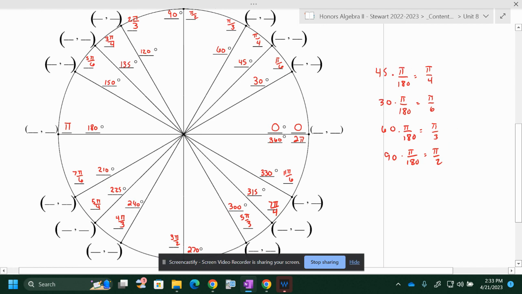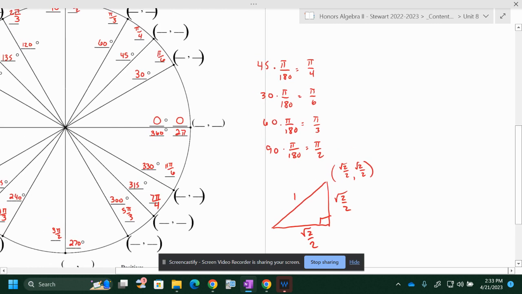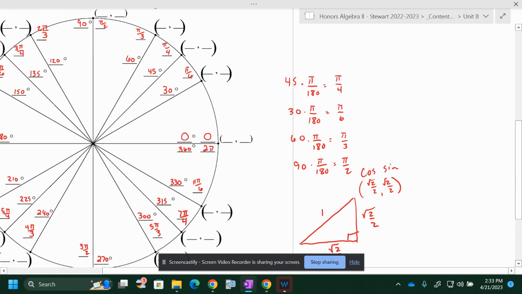All right, so what we talked about was special triangles. I'll just do 45, 45. It's both the same, which is kind of nice. Remember we said that the hypotenuse is 1, and the legs are square root 2 over 2 and square root 2 over 2. So my coordinate point is square root 2 over 2, square root 2 over 2. I'm going to start with that first. This is cosine. This is sine.